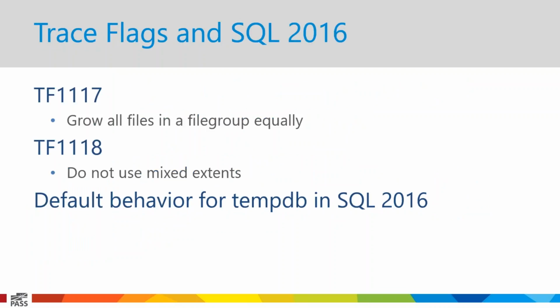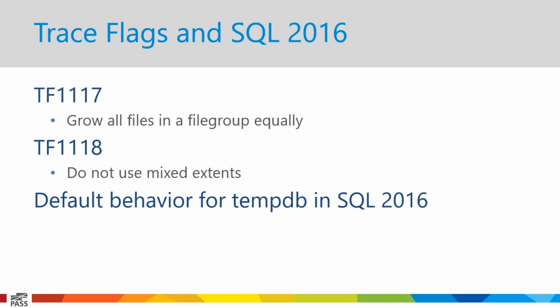Now there are 2 trace flags that can affect behavior of contention. So one of them is trace flag 1117, which causes all files in a file group to grow equally. So that means you can kind of avoid that problem with proportional fill and the one file becoming smaller. You set this trace flag and all the files, when they grow, will grow together. So that can be convenient. And trace flag 1118 causes mixed extents to not be used. So all of the new objects get their own extent right from the get-go.